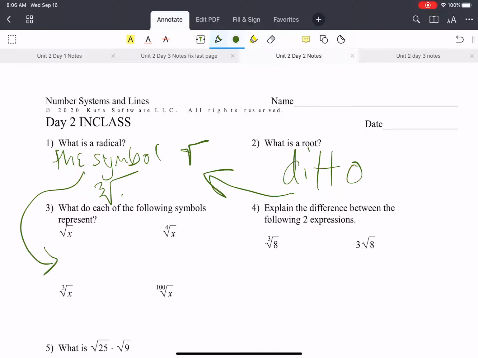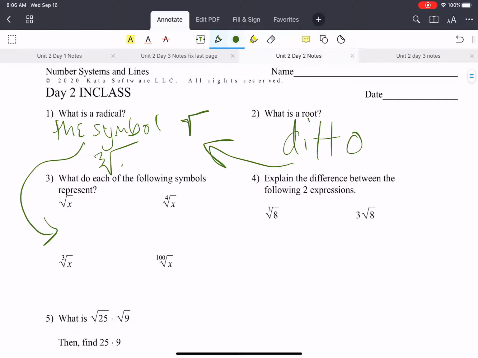Okay, what do each of the following symbols represent? So this square root of x means I'm looking for two numbers to multiply to x. Two, I should say, of the same numbers. Two of the same numbers to multiply to x.